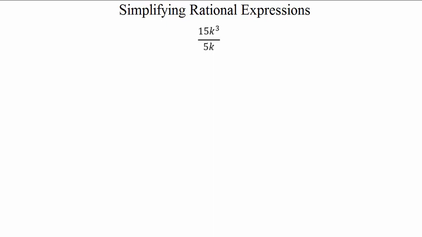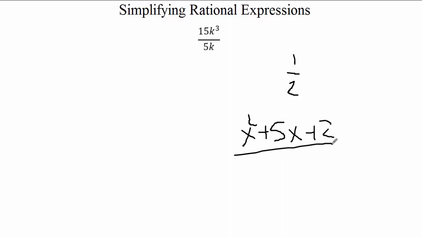So a fraction could be as simple as 1/2, or we can have a rational expression that has 3 terms over 3 terms. We can have 10 terms over 10 terms. They can get very complex, but essentially it looks just like a fraction.